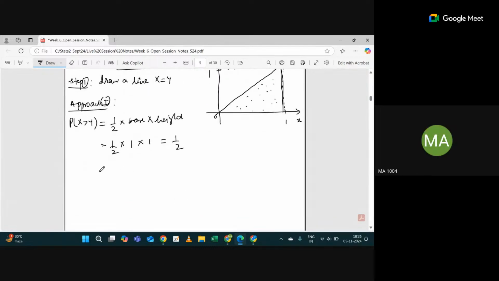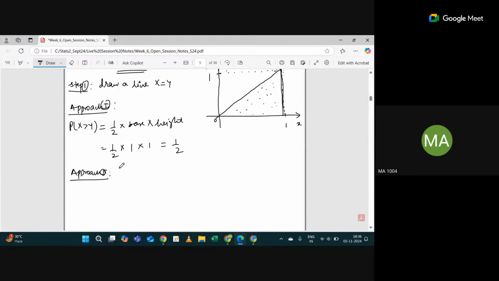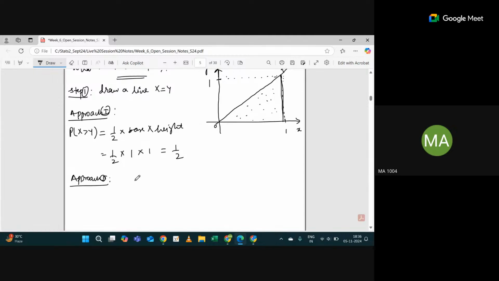Let's start with approach 2. What is the second approach? In the second approach, draw a line for x equal to y. Sometimes you will get x greater than 2y, x less than 2y, and so on. Accordingly, we can draw the line. This is step 1. The second step is to find the limits of x and y.